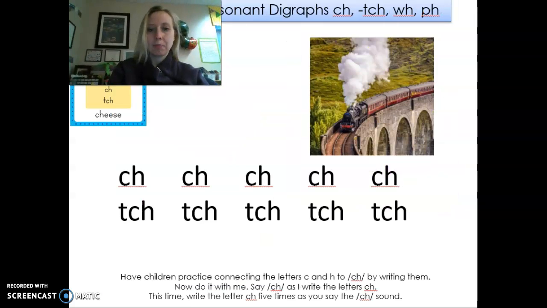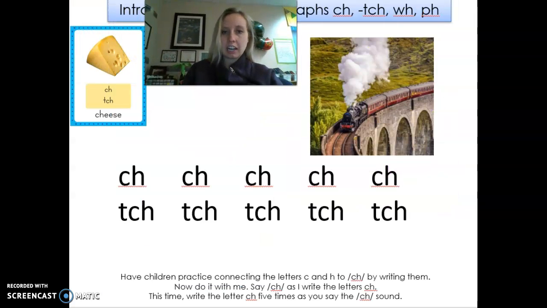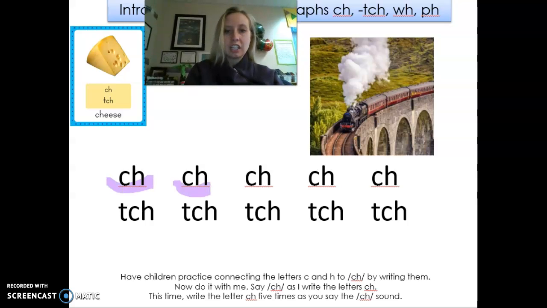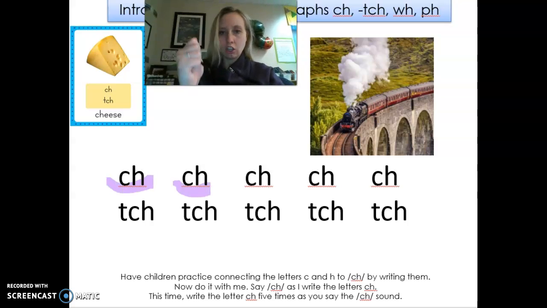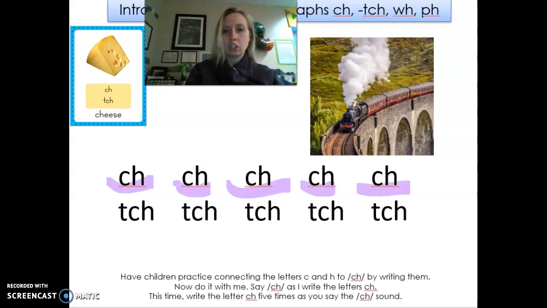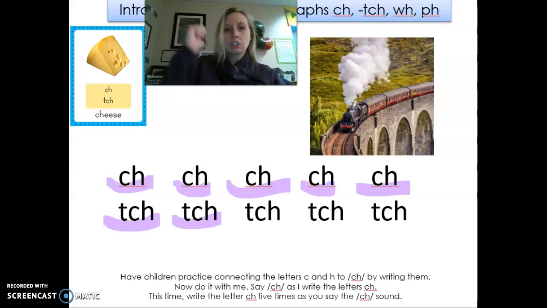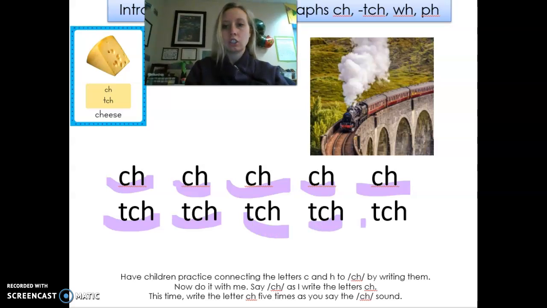So here's our digraph. CH, CH, CH, ch, ch, ch. Choo, choo, choo, choo, ch, ch, ch. TCH, TCH, ch, ch, ch. Choo, choo, choo, choo, ch, ch, ch.